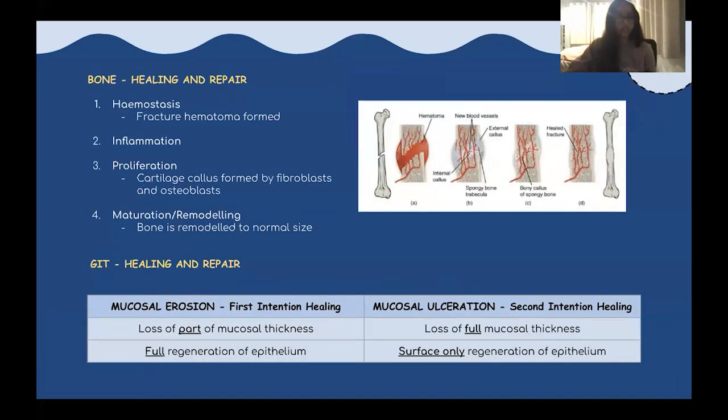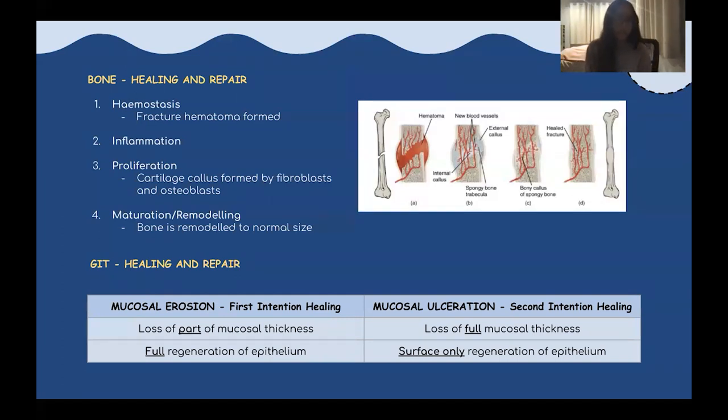And just the last point, these are wounds specific to the bones and the GIT. This is not very high yield, but it's good to have an understanding of what happens in these two specific circumstances. So in bone healing, in the hemostasis step, you get a fracture hematoma that gets formed. So a hematoma, which is what the leftmost image that I've put there shows, is just bleeding that happens outside of the blood vessel, and it causes the blood to kind of collect and pool together, as you can see in that photo.